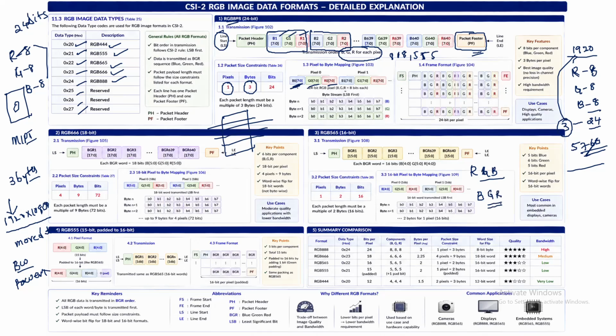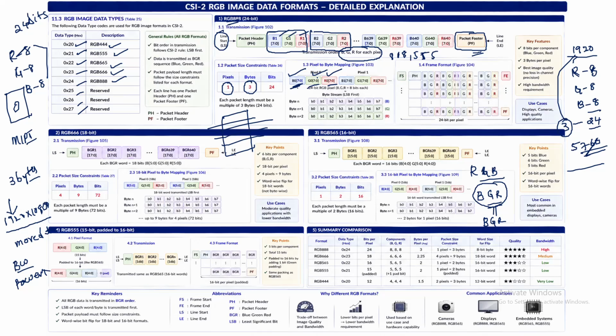We are transmitting the BGR model, because in displays or other cameras, they are connecting many internal cameras or internal displays. So that is the reason they have some data that will be mapped with this BGR. That's why LSB is transmitted first. Okay, first blue, after that green, after that red. In this way it will be flipped at the receiver side.